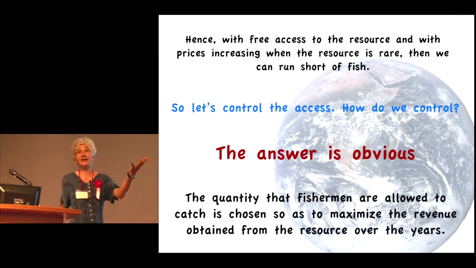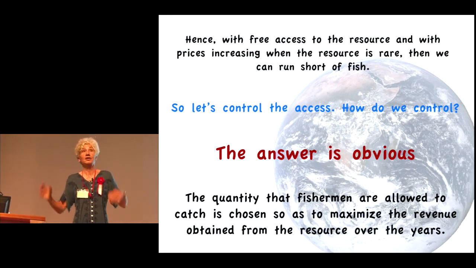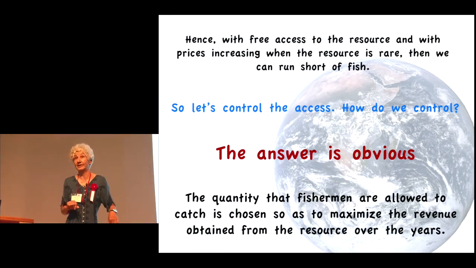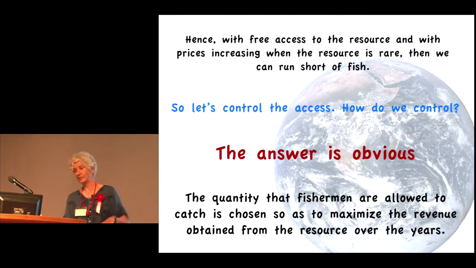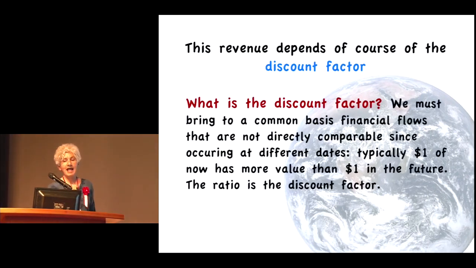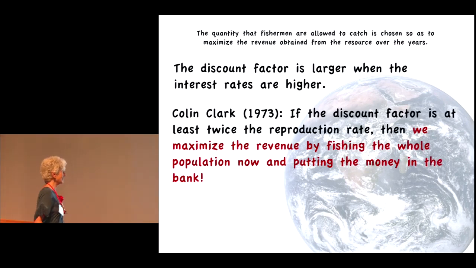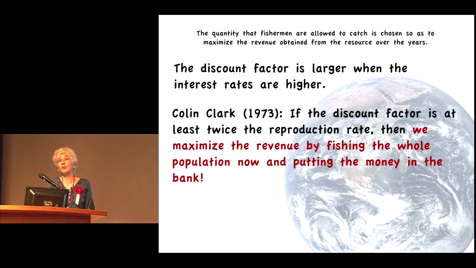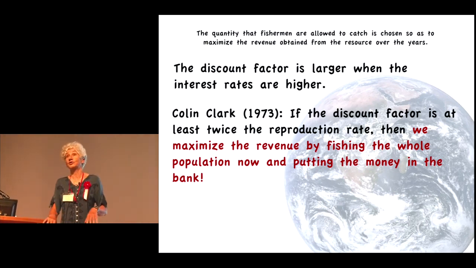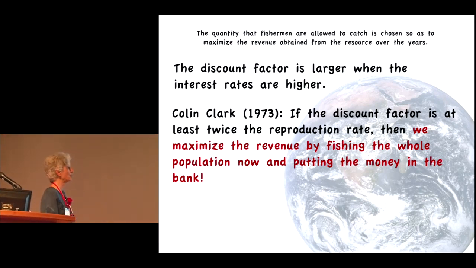But of course, the money you make depends on the discount factor. I won't go into the details, but for instance, suppose you make money now and put it in the bank, then you have an interest rate on it. So 1 yen in 10 years from now is not the same value as now. So you want to compare. And the surprising result from Colin Clark in 1973: if the discount factor is at least twice the reproduction rate, so if you have a high interest rate, then you may maximize the revenue by fishing the whole population now and putting the money in the bank.